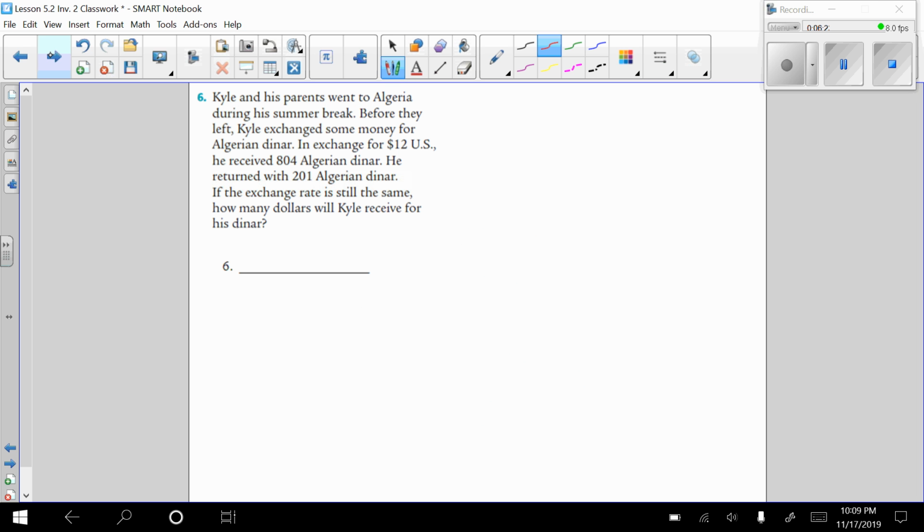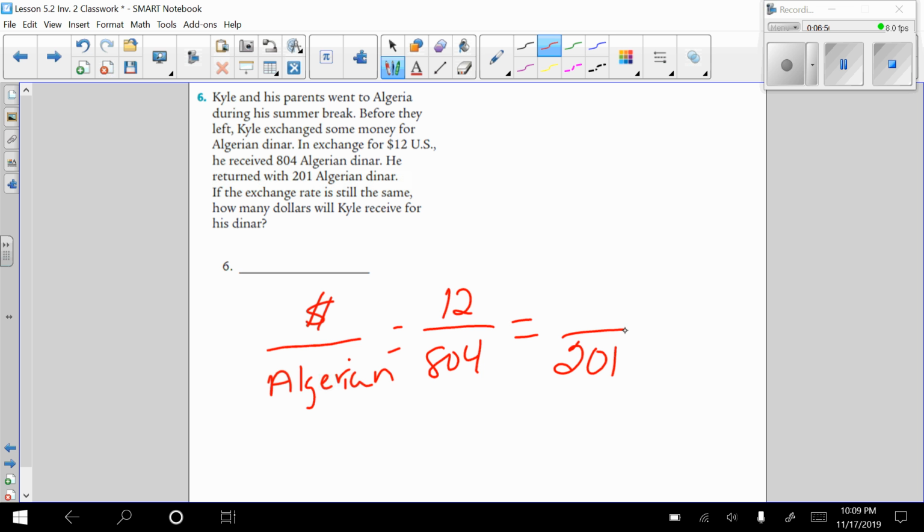Now, Kyle and his parents went to Algeria during the summer break. Before they left, Kyle exchanged some money for Algerian dinars. In exchange for 12 US dollars, he received 804 Algerian money. So I am comparing American dollars to Algerian money. So for 12 US, I got 804 Algerian. If he came home with 201 Algerian, how much American money is that?